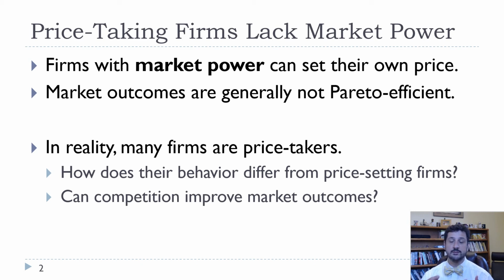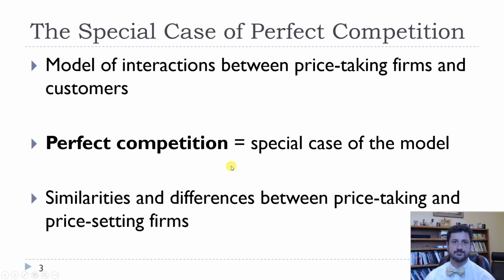In reality, some firms are price takers. And that means that they don't have power to change their price. If they raise their price above the market price, nobody will buy from them. And there's no incentive to lower the price because they're already selling as much as they can at that market price. So what we're going to look at is how their behavior differs from price setting firms, what the efficiency is with perfect competition, and how realistic this type of market is.